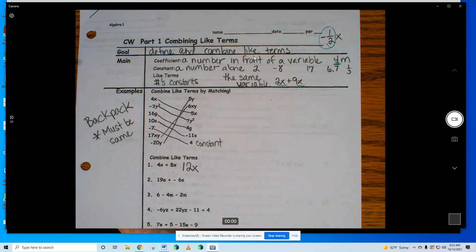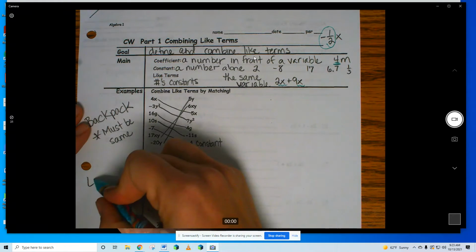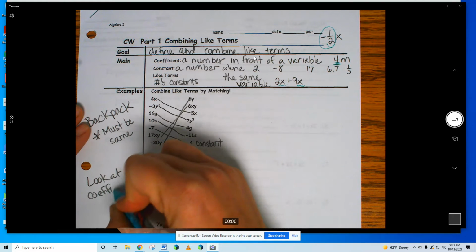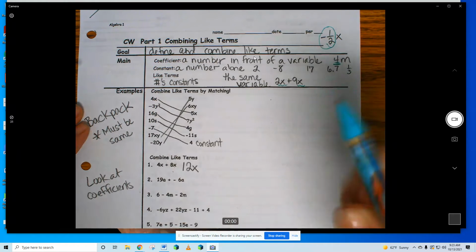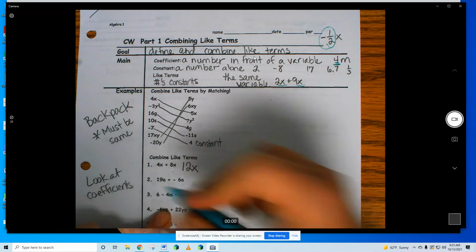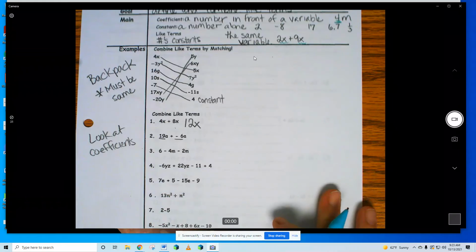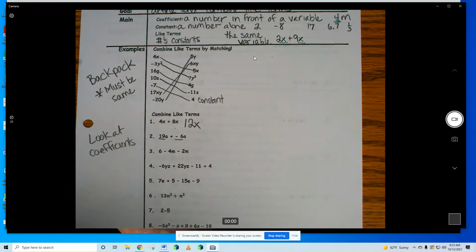Okay, so we're really looking at the coefficients. You know the numbers in front? A 19 and a -6. They both have an A. What's a 19 plus -6?